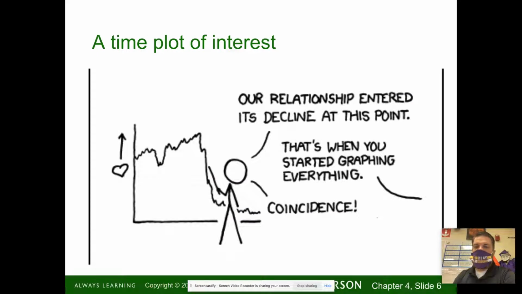So our relationship entered its decline at this point. Then that's when you started graphing everything. Coincidence. That's kind of a joke.